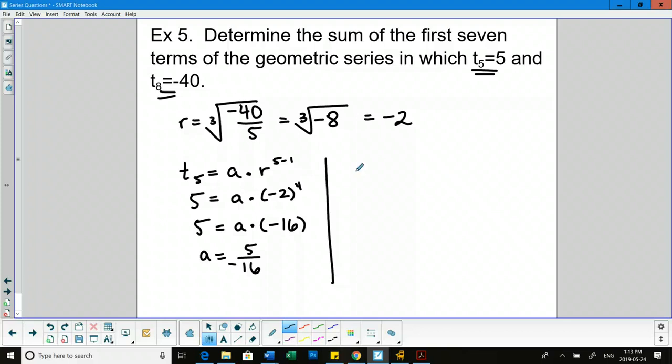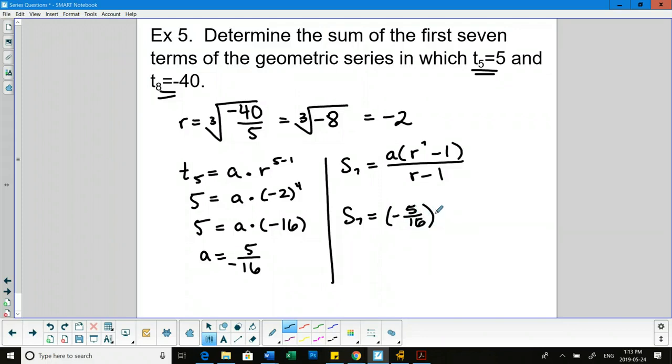Okay, now I want to find the sum of the 7 terms, and I'm going to use that geometric formula where we do this. And I'm going to plug in what I know. Again, we're working on leaving things in exact values in this course, so I'm going to do the same thing here. Make sure your negative 2 is put in brackets, especially when you're raising it to an exponent. We want to make sure that the negative is calculated properly.